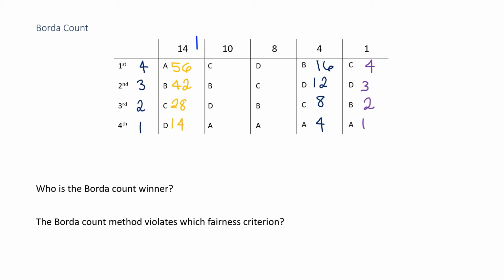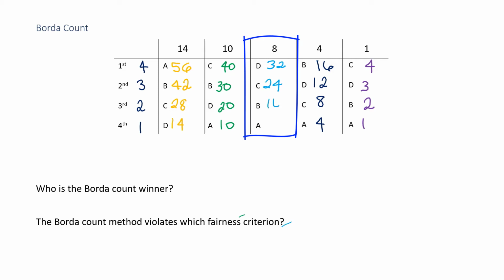Let's count the CBDA. That means we're going to multiply each of those place points with 10. So we're going to have 40, 30, 20, and 10. And finally, let's add up the DCBA. I'm going to multiply first. So 8 times 4, 32. 8 times 3, 24. 8 times 2, 16. 8 times 1 is 8.